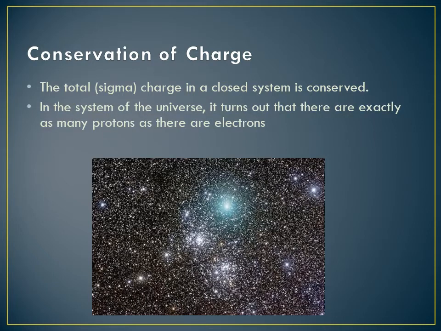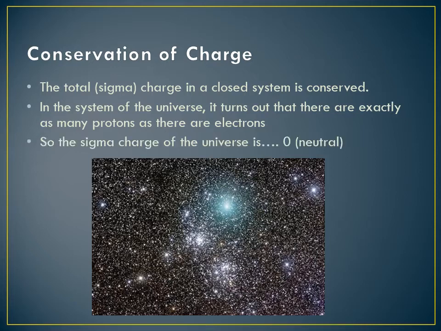In the system of our universe, it turns out that there are exactly as many protons as there are electrons. This is actually one of the great mysteries of science. There's no reason why the universe should have had exactly balanced protons and electrons, but it turns out that if it wasn't true, stars and planets never would have been able to coalesce. Life wouldn't be possible as we know it. So it's very convenient that we have the same number of protons and electrons, even if we have no idea why it ended up that way.